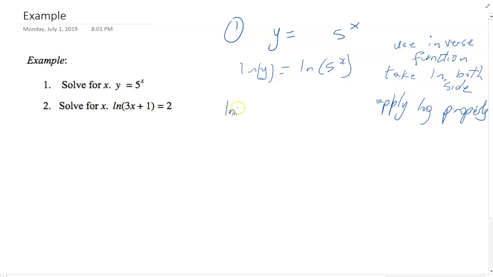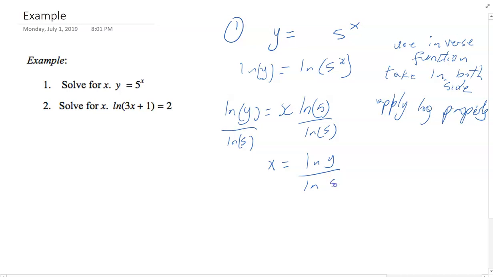That log property is based on the exponents. 5 to the x, you can bring this x to the front, so that makes x ln of 5. And now we can divide both sides by ln of 5 to have x remaining by itself. We end up with x is equal to ln of y over ln of 5.